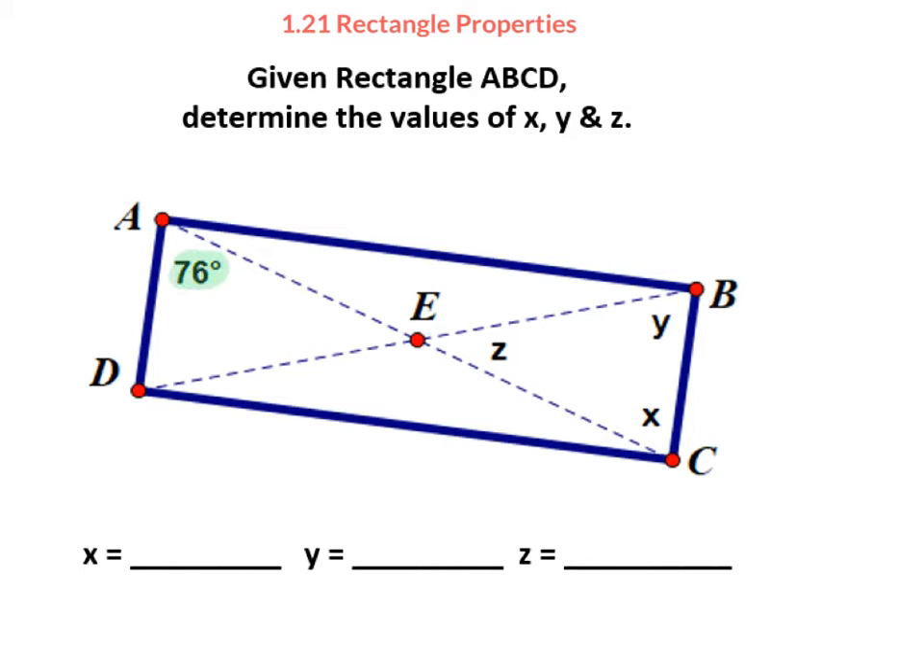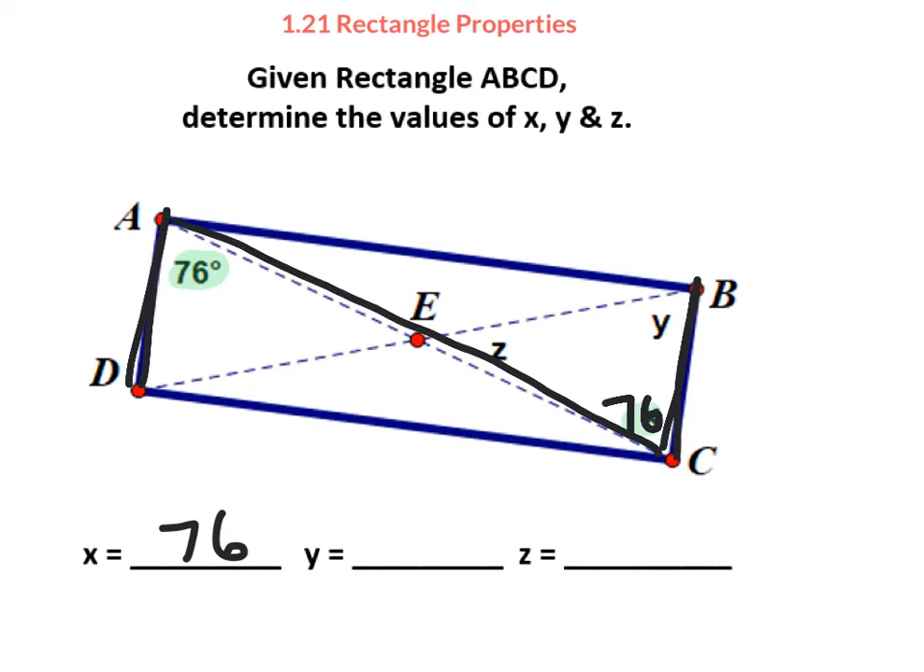This is 76. And so this is 76 in this corner. Those would be alternate interior angles, right? Remember what I just was warning you about? This line is parallel to this line. And so there's your transversal.